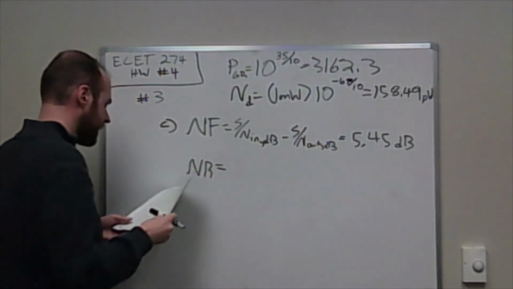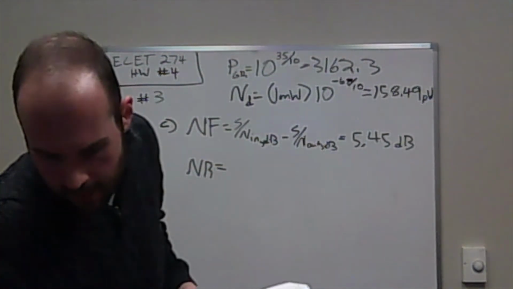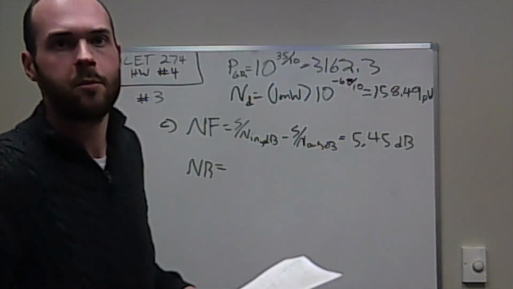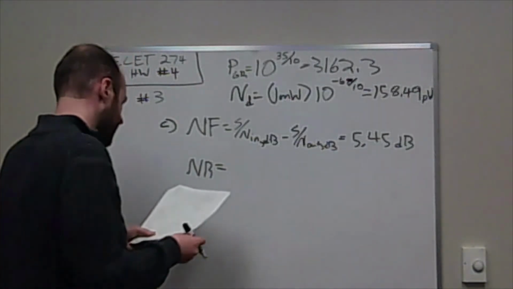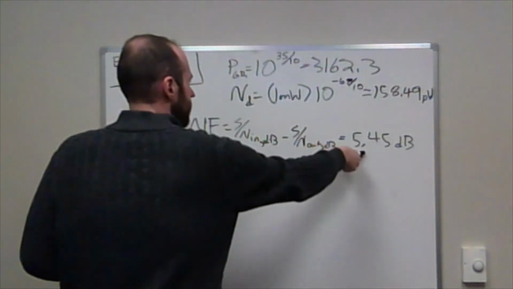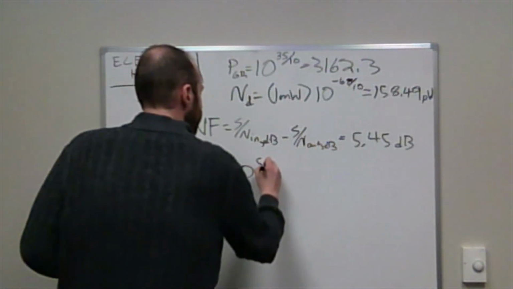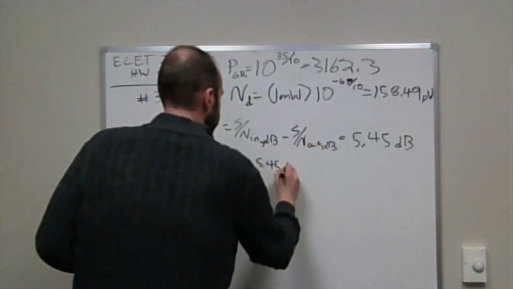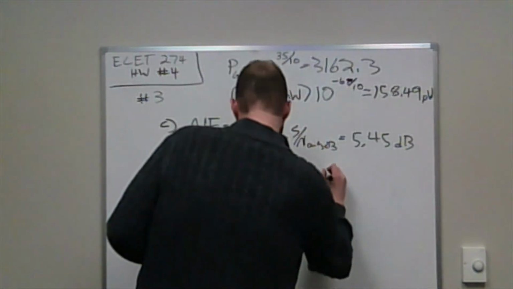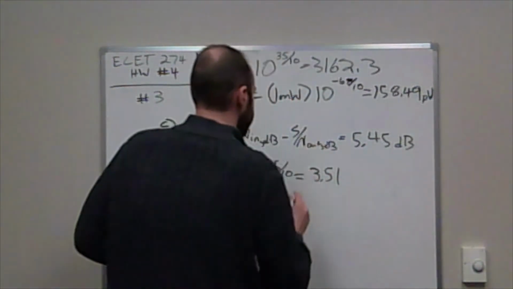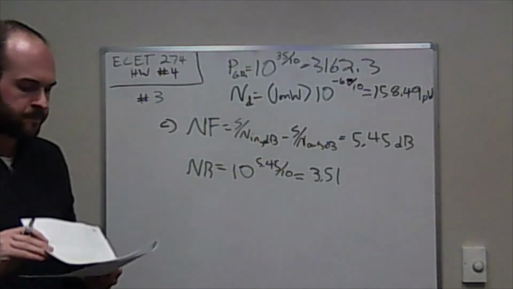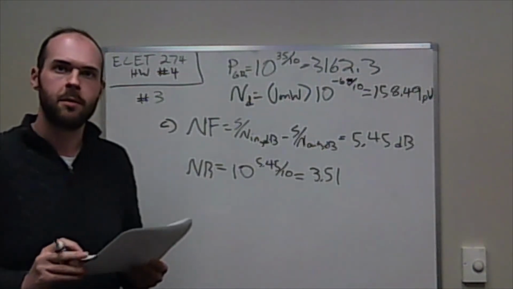And then for the ratio of that, you can see in your booklet that they just have the 10 log relationship moving between dB and our ratio. So going in the opposite direction, we just take 10 raised to the 5.45 to convert from dB to our ratio, which is 3.51 for our NR, our ratio for part C. So that was it for problem number 3.